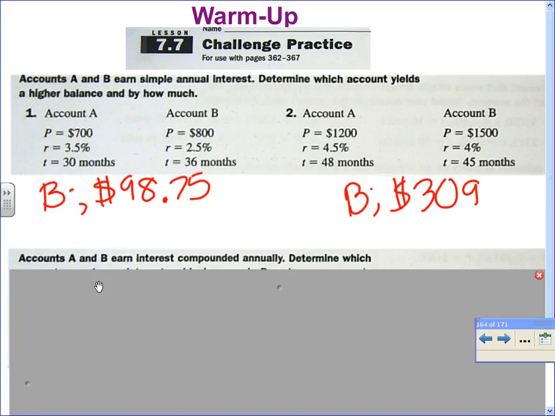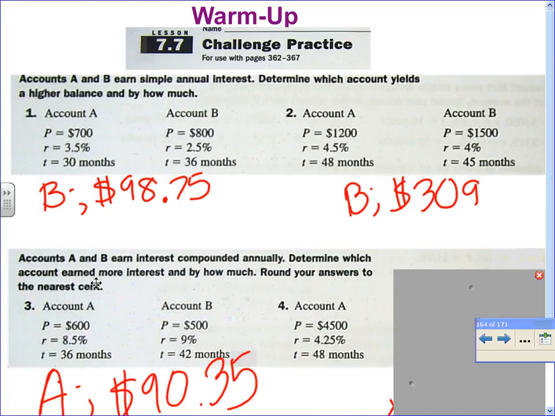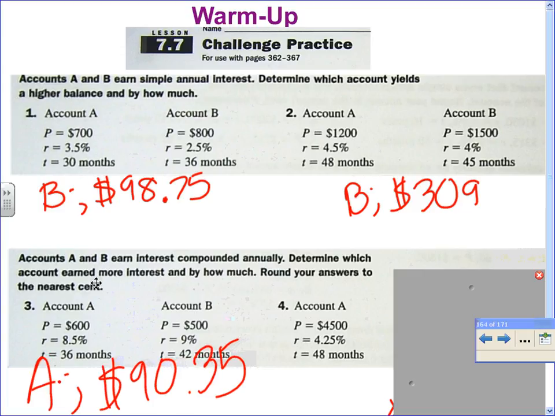Charles? Yeah, $90.35. Yeah. Or your writing's messy. Correct, I was going to say that. Okay, number 4, Briar.